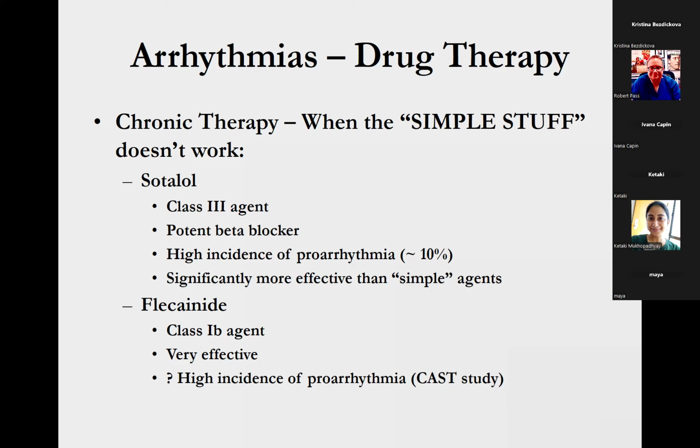There's about a 10% incidence of proarrhythmia with the agent, and for that reason, all patients who are started on sotalol, at least in 2024, are started in the hospital setting on telemetry in order to monitor for the possibility of proarrhythmia. There are many who have argued that the incidence is not as high as 10% in an otherwise perfectly healthy child with structurally normal heart and normal function.